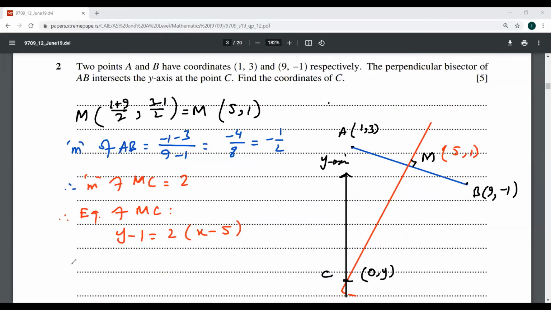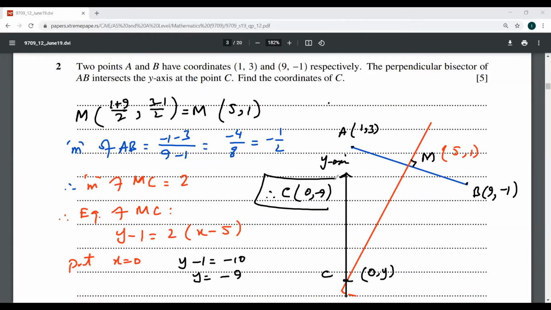So we'll be putting this x equal to 0 into it. So you have here this y minus 1, that is going to be minus 10. So this y is going to be minus 9, okay? Therefore, the point C is going to be 0 comma minus 9. That is the answer to this question.